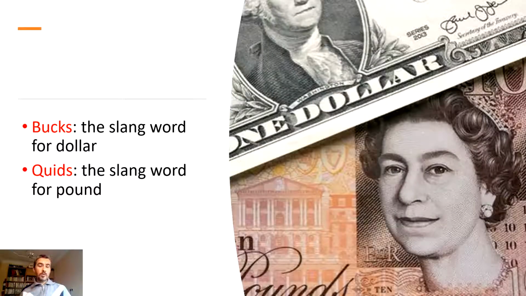Two different words. When you talk about slang, slang is not the formal language, it's the language of the street that is spread in the street. It's not official. As you see, we have here two bills or two notes. One is a dollar, and the other is a pound. The pound is the currency of Great Britain. Bags is the slang word for dollar. So I need 10 bags means I need $10. And in Britain we say quids. So 10 quids means 10 pounds.